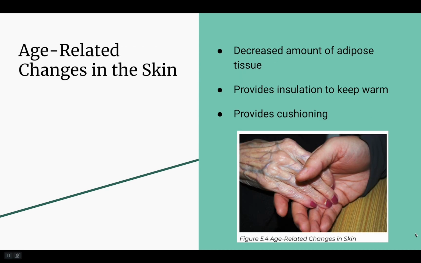Several changes occur in the skin as one ages. As people age, the amount of adipose tissue decreases. Adipose tissue, body fat, provides insulation to keep one warm, as well as protection against injury by cushioning underlying structures. See the image of age-related changes in the skin on the hand of an older adult.